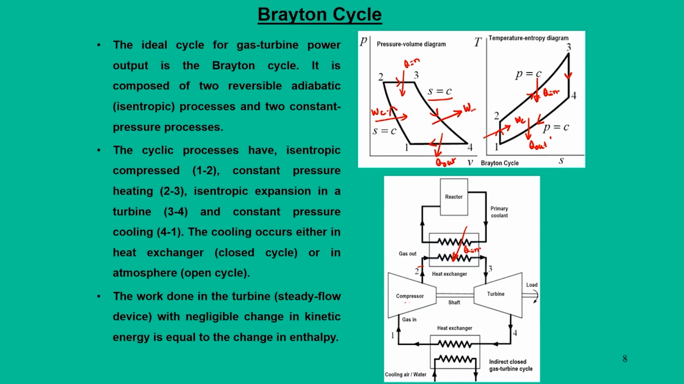So, the effective work that we get is from expansion in the turbine, and the heat addition process is Q in, that is in the heat exchanger. So, this is the very basic bottom line for an ideal Brayton cycle, and here the components are treated to run in a steady flow manner with negligible change in kinetic energy, so that the work done from the turbine is equal to the change in enthalpy.